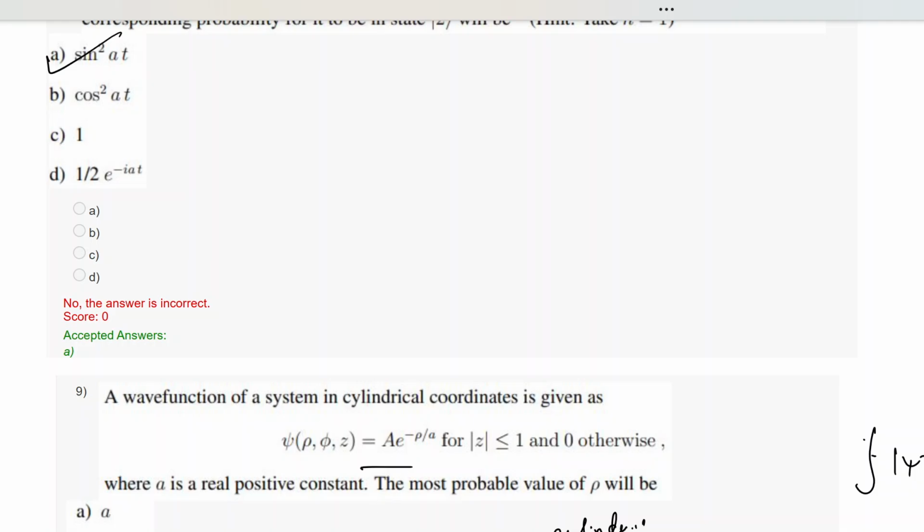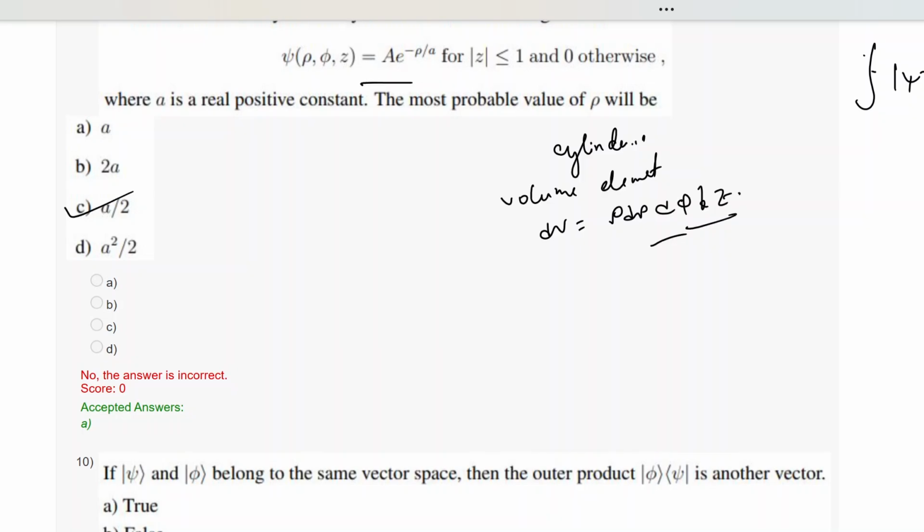Okay. So now the last question is, if psi and phi belong to the same vector space, then the outer product is another vector. That is false, because such an outer product is not a vector but a matrix, as we saw. If this kind of a form is an outer product, it is actually a matrix, not a vector. So with this we have solved all 10 questions of this week 12.